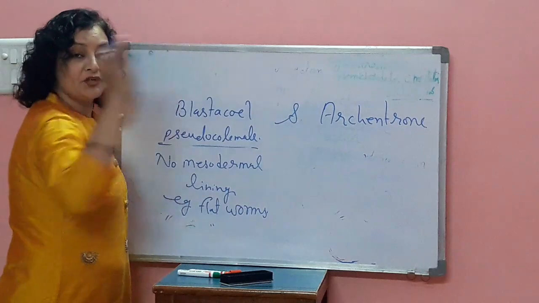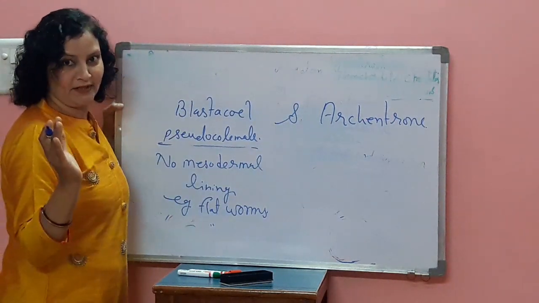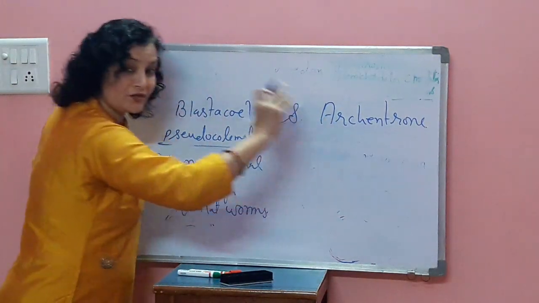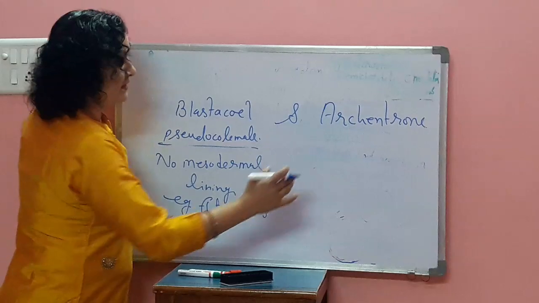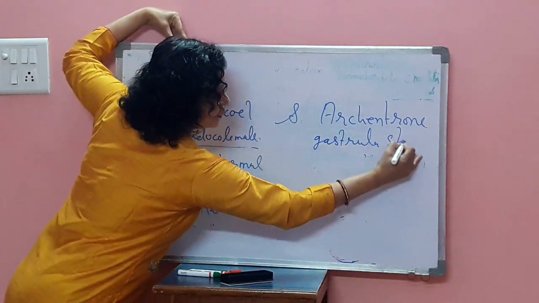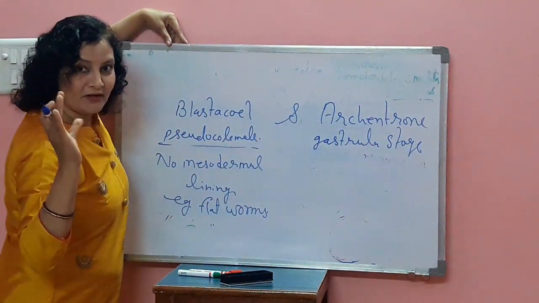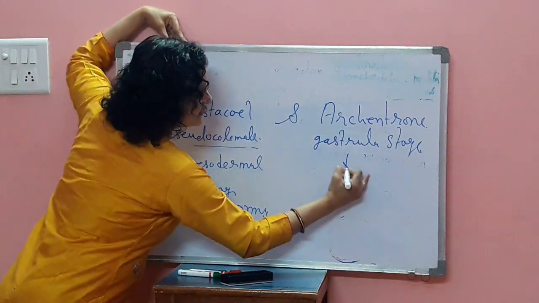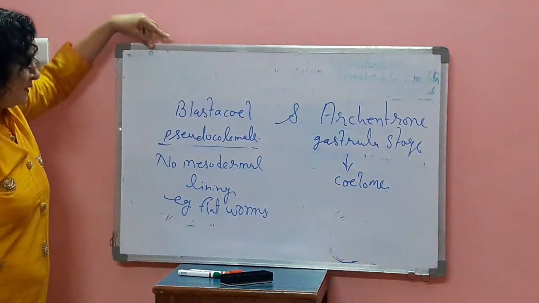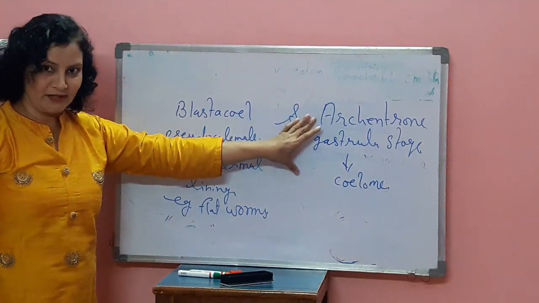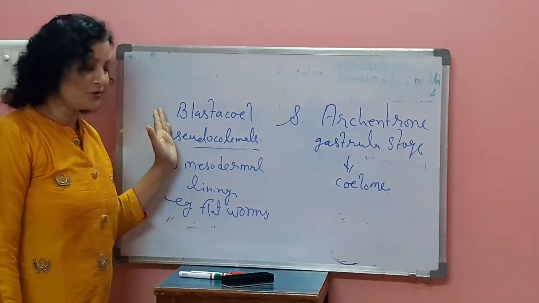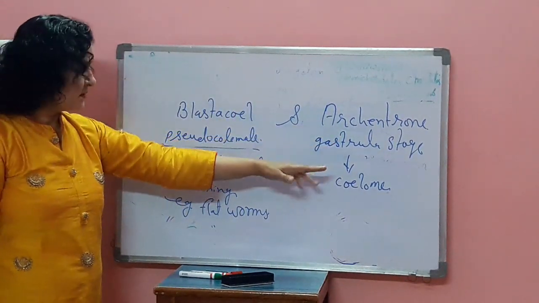But in eucoelomate or true coelomate animals, the cavity is formed from archenteron. The archenteron cavity is present only in the gastrula stage of the embryo. The gastrula stage gastrocoel or archenteron cavity forms the coelom. Now, the true coelomate animals or eucoelomate animals are the animals starting from annelids to the chordates.